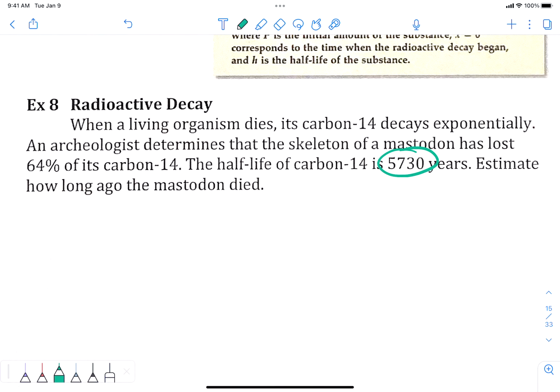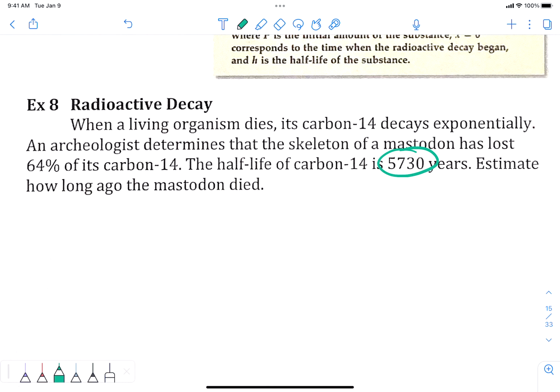An archaeologist determines that the skeleton of a mastodon, I looked this up one year, a mastodon is like a sea, it kind of looks like a sea elephant. No, is that what it is? I'm gonna look. A manatee? No, that's a sea cow. It was something else. It's like a mammoth. A sea mammoth? No. Oh, it's just a normal mammal. It's just a normal mammoth. So a mastodon is a mammoth.